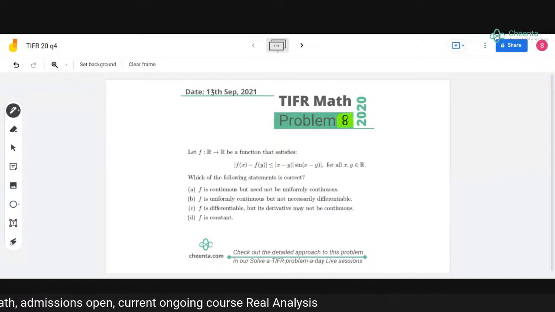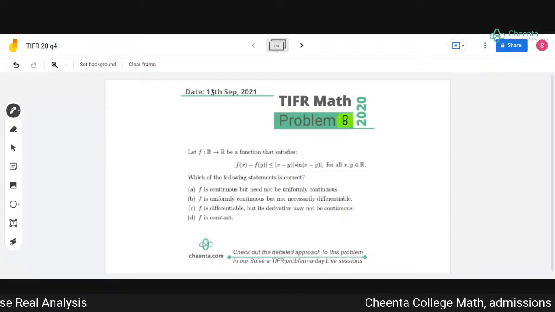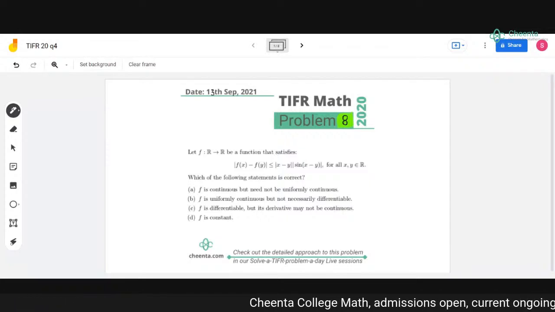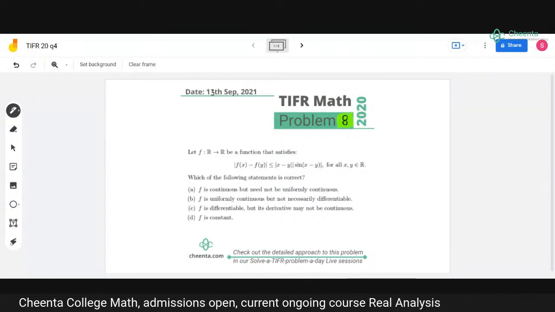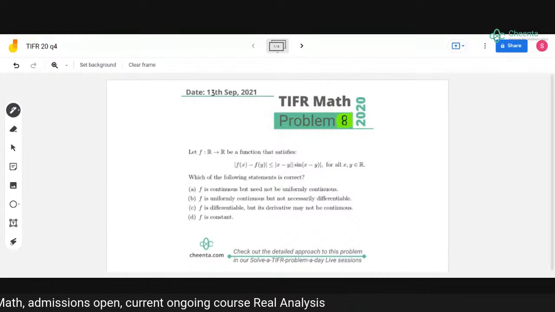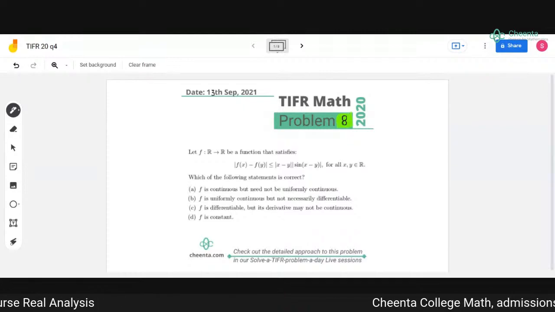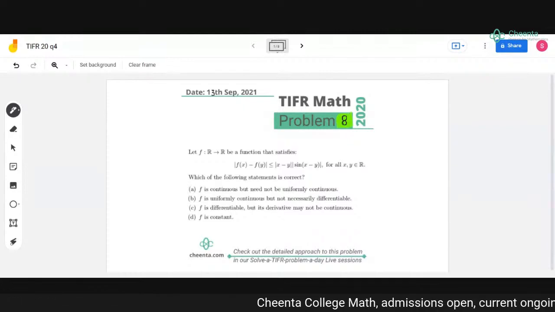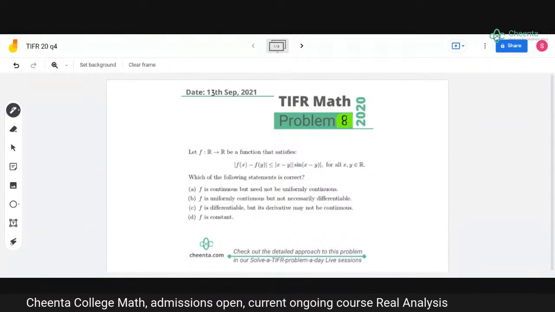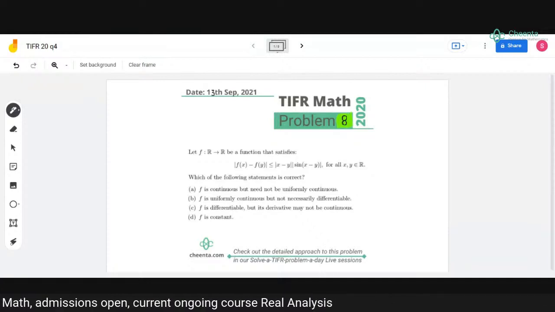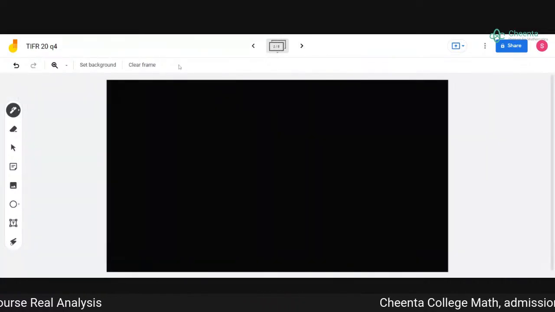So today we will be solving another problem from TIFR 2020. So it's problem number 8. This is a problem that is based on very basic conceptual understanding. All right. So as you can see, it has been given to you that the function only satisfies this inequality. So one thing that we will be using here is this.